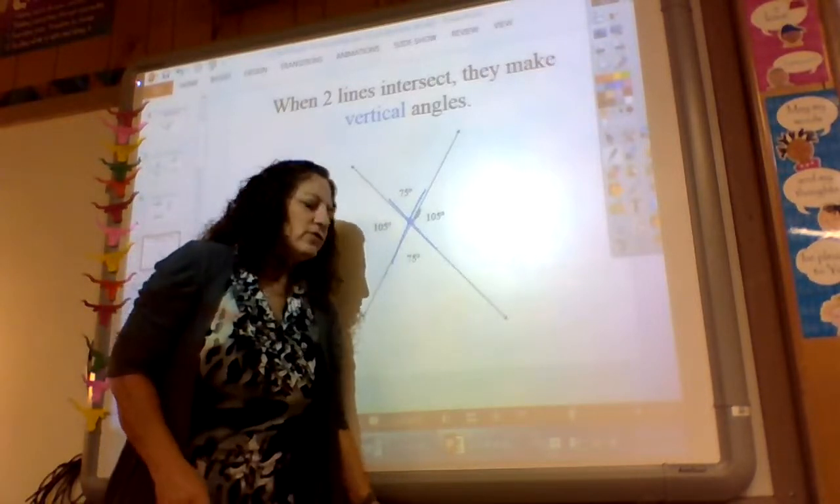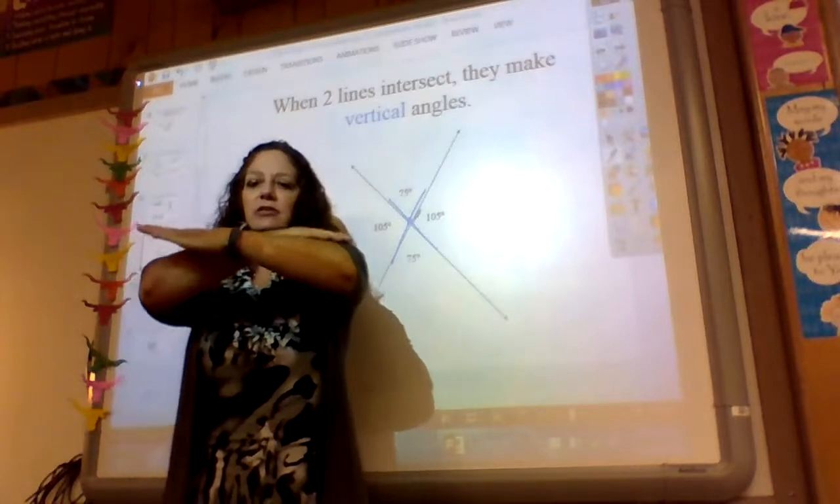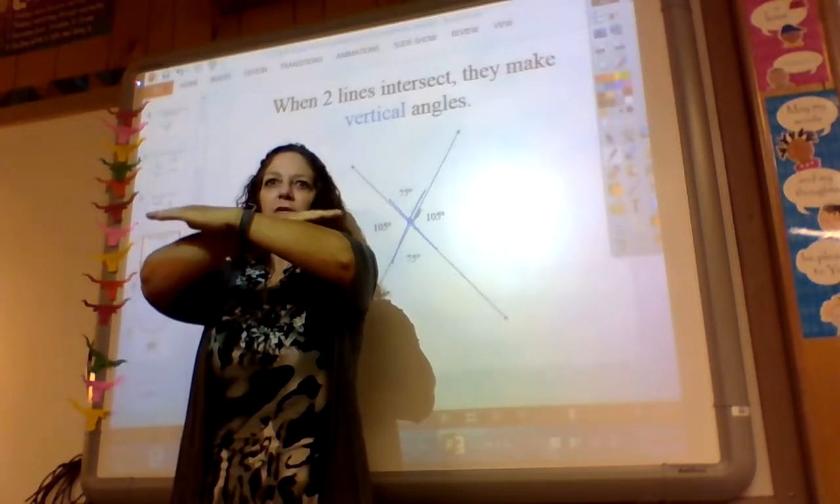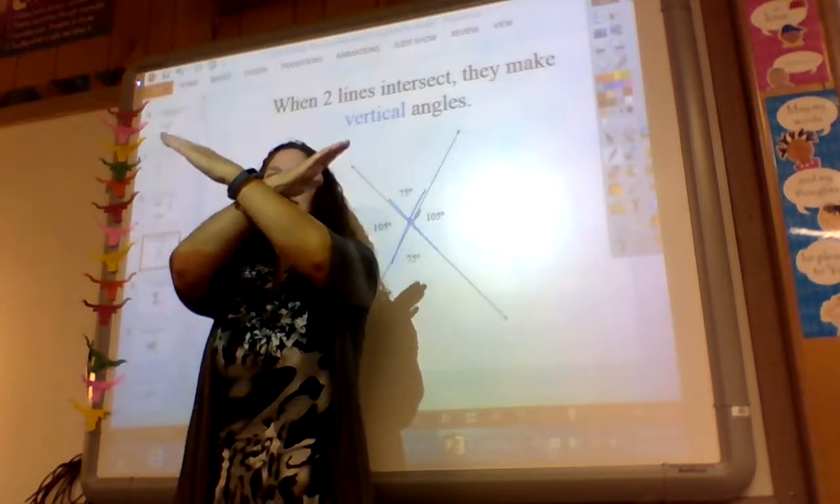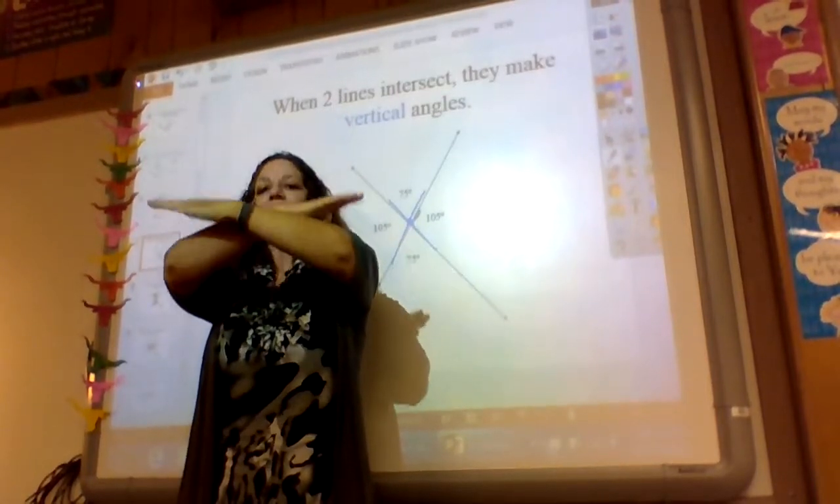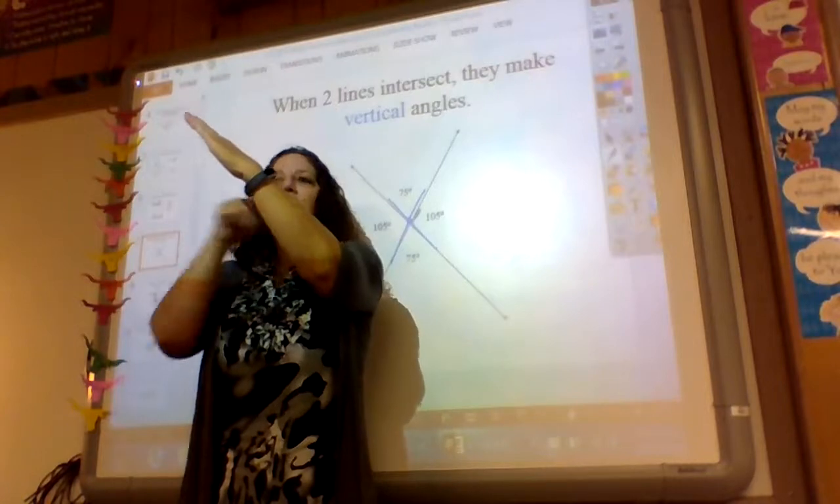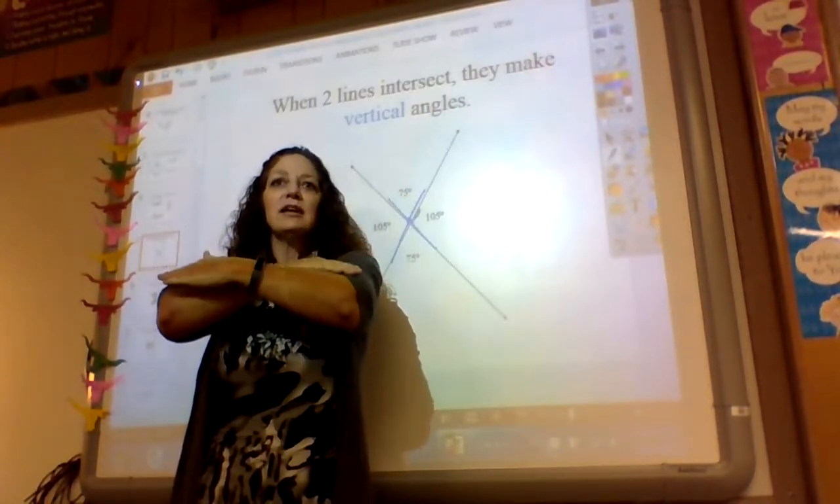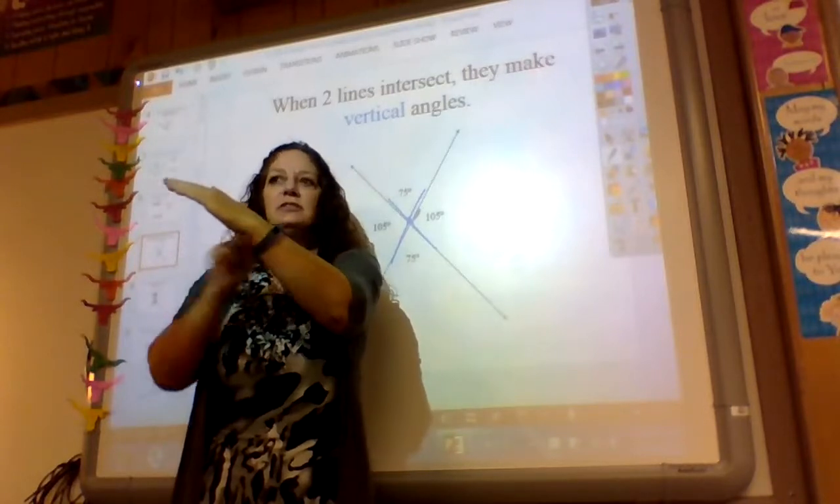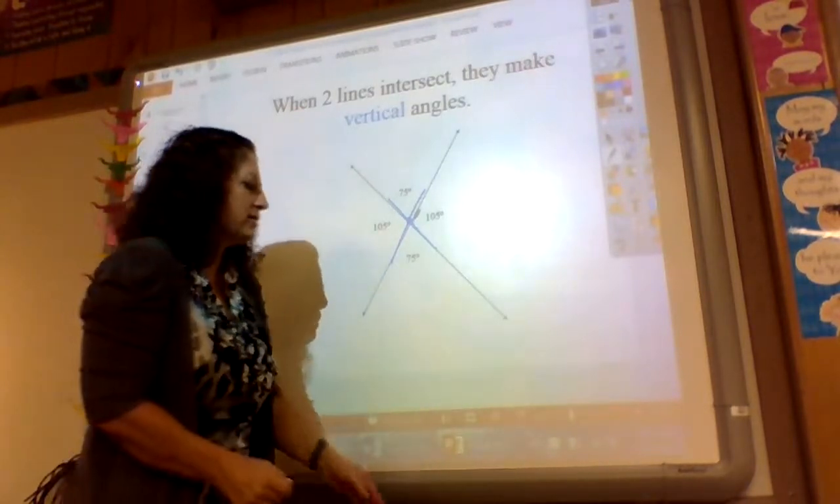Have you ever seen a scissor lift? One of those things with a platform, and if you need to go up high to change lights in a big building or something, they have it at Walmart even, I think. As that scissor lift is going up, the angles across here and here are always going to be the same. So vertical angles opposite each other will always be congruent angles.